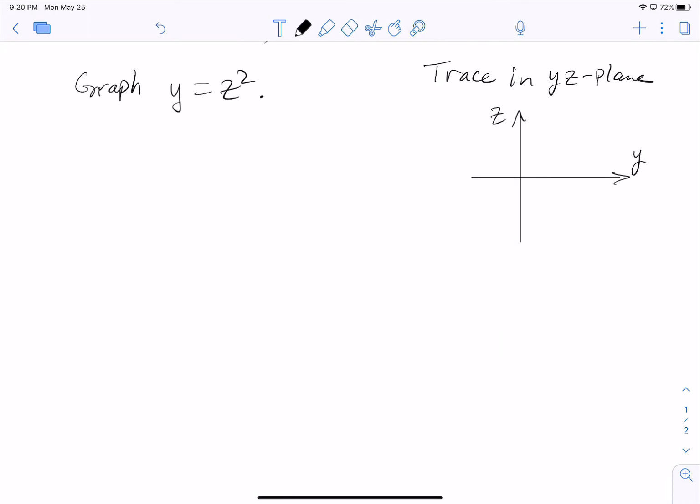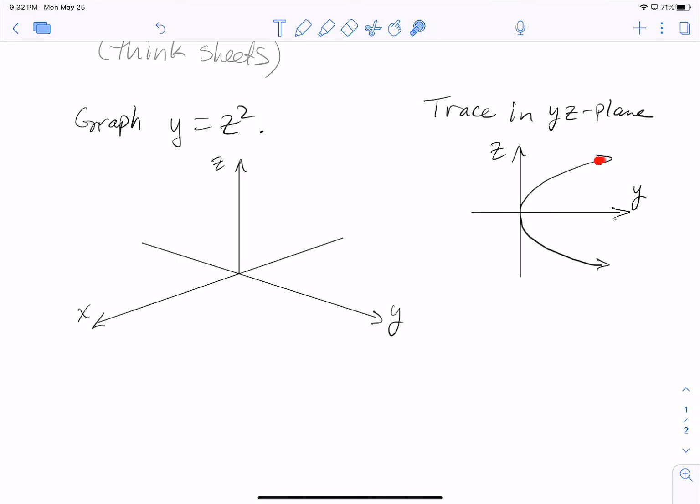Let's graph y equals z squared. Let's start with the plane curve, and in this case, it's going to be the trace in the YZ plane. In the YZ plane, we have a parabola that's going to open in the positive y direction and is symmetric with respect to the y-axis. We want to translate that into 3 space.